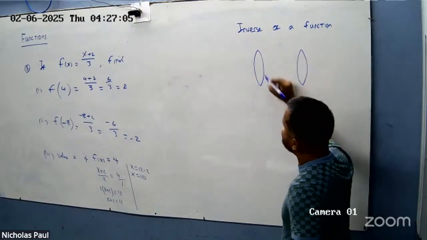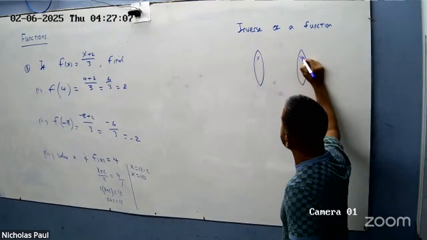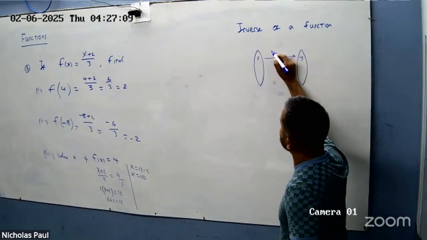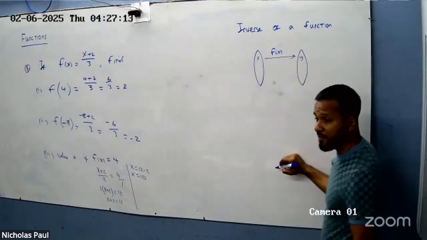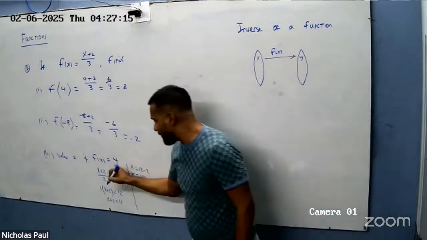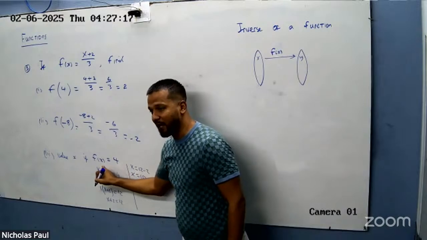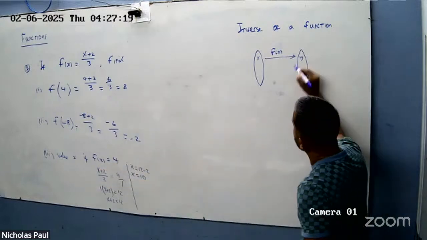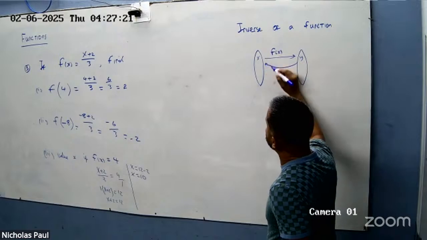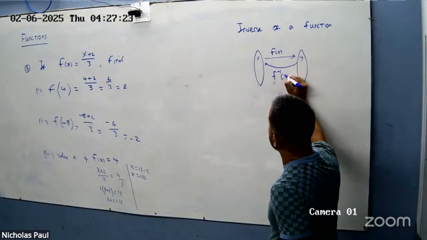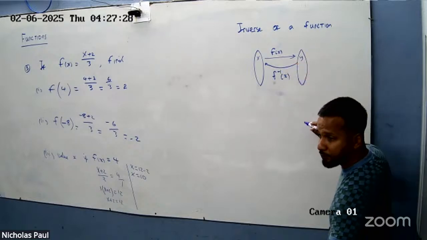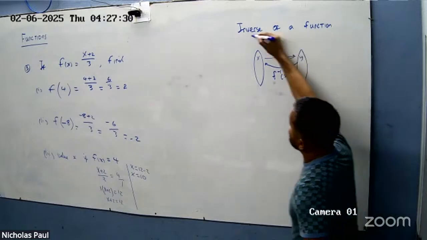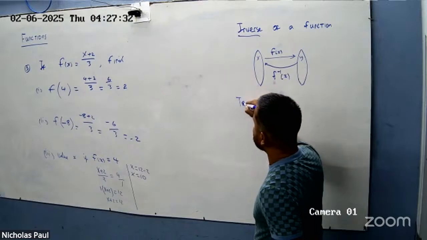As I said, to go from x to y, I need a function f of x. But if I have to go the other way around, where I give you the y value and you have to find the x value, we could go this way by finding something called the inverse. That symbol there means the inverse. So you need to learn how to find the inverse.